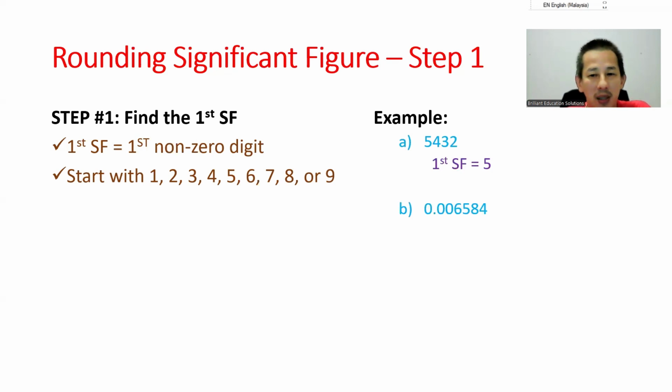If you have 0.06584, your first significant figure will be the non-zero digit, which is 6. And if you have 7058.465, the first significant figure is 7.